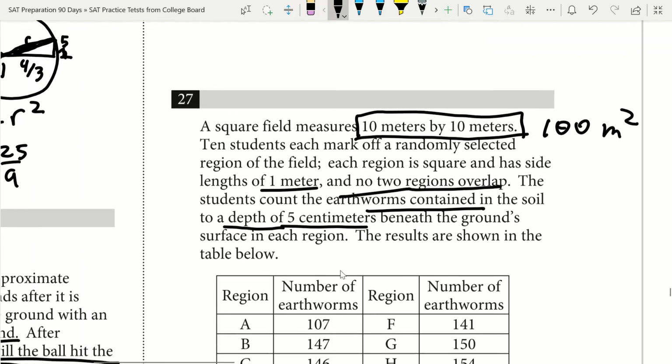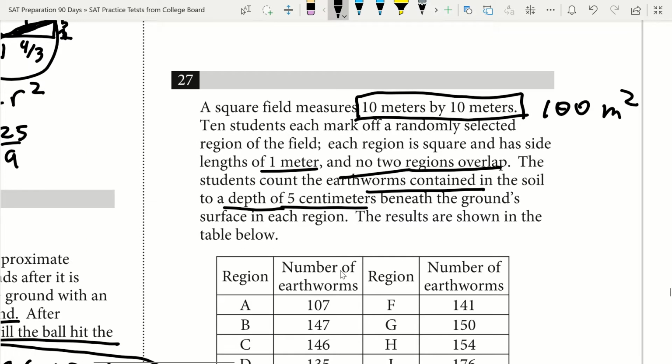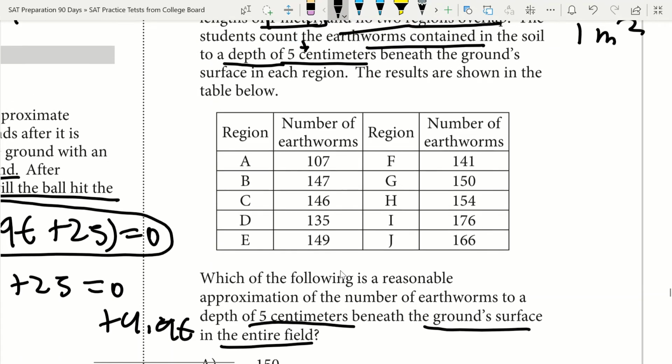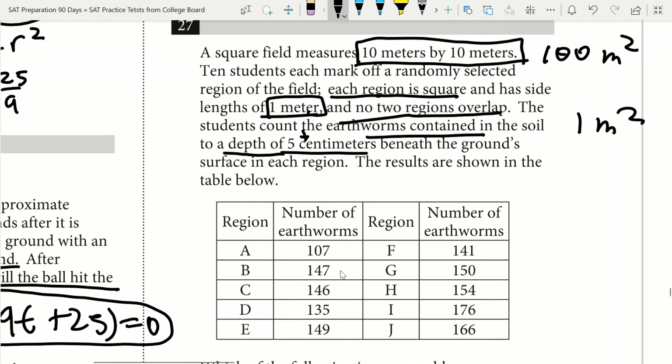The next thing I know is that each student is marking off a square region with side lengths 1 meter. So that means that they're each marking off 1 meter squared. Okay, and then they're counting the number of earthworms to a depth of 5 meters. And we know that we're asked about the entire field to a depth of 5 meters, so that 5 meters there is going to cancel basically. So now we're going to have the number of earthworms in these regions.